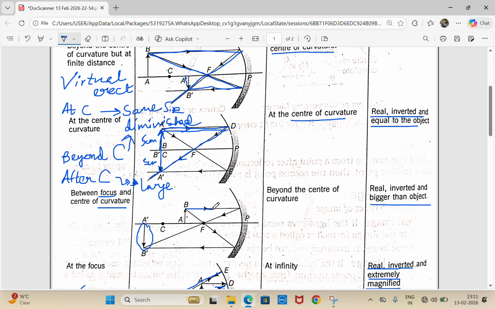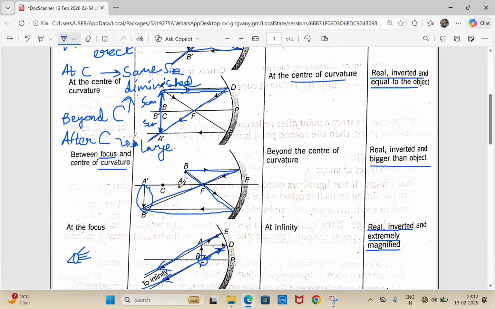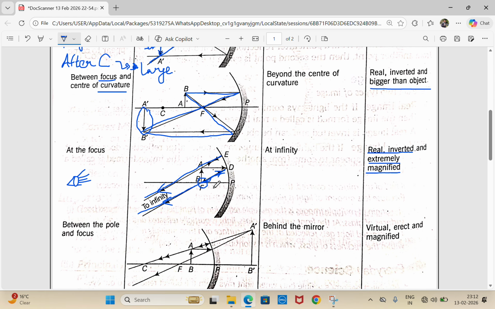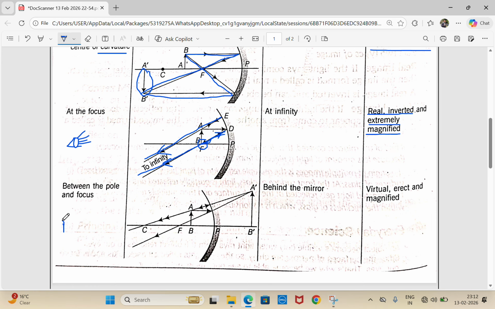Here as well you can draw the ray diagram, make sure that the rays are going through the F, and the image created here is real, inverted and magnified, meaning bigger, larger than the object. But here is a catch, one exceptional rule, that is in between focus and pole. You have to remember this.